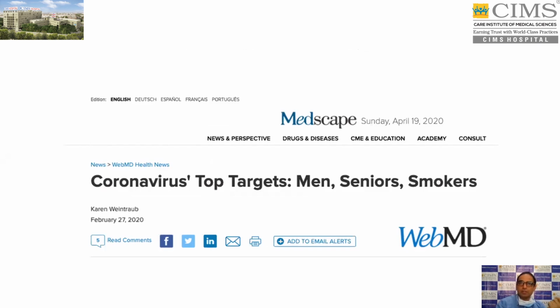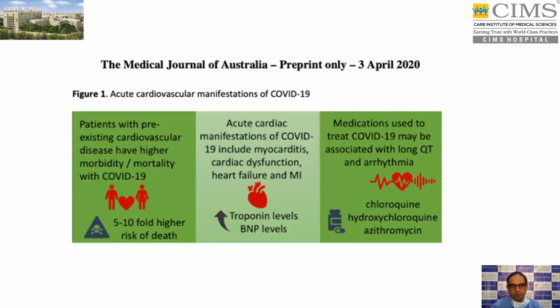In fact, now they are proposing that the virus may be getting attached to the testicles, and the testicles are supposed to be one of the causative factors seen in coronavirus, which is having increased mortality in men. Seniors, as I told you, advanced age more than 60 or 65 is a much higher risk factor for serious coronavirus infection. Smoking again is a risk factor because they already have some lung problems, and this can result in a serious critical disease.